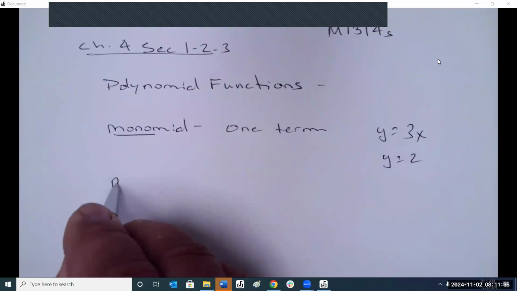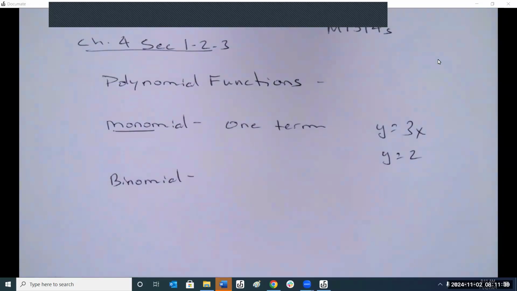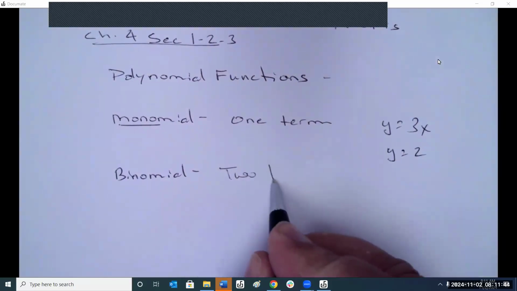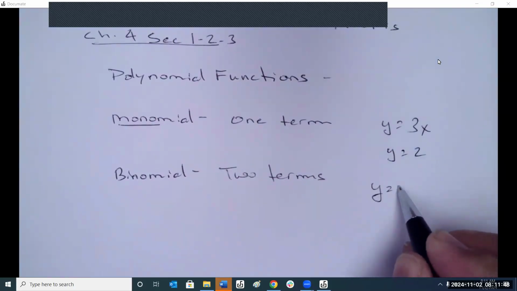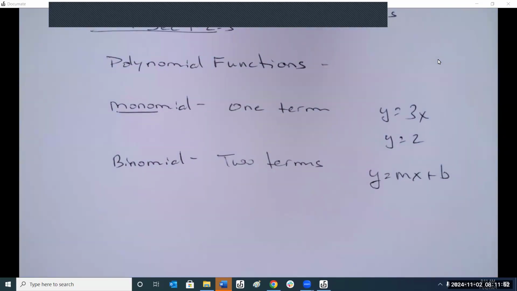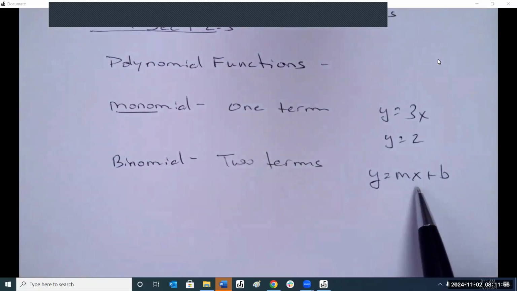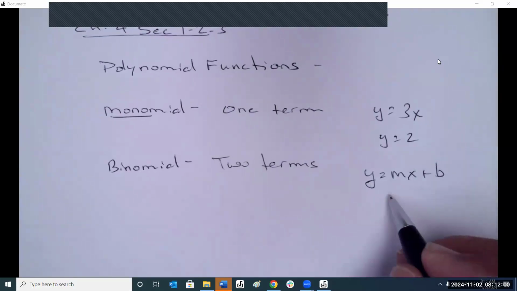What does a binomial function look like? Two terms. y equals mx plus b. What kind of equation is that? It's a binomial, meaning it has two terms. So what would this one look like? What is that kind of function? Very good. It's linear.